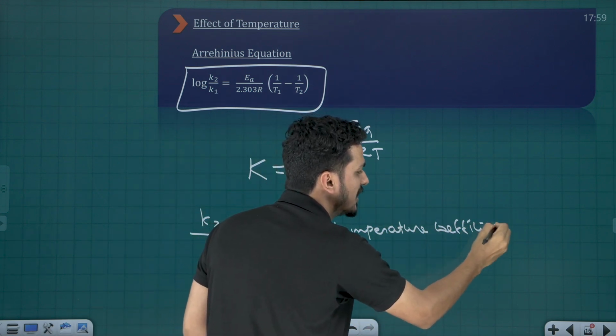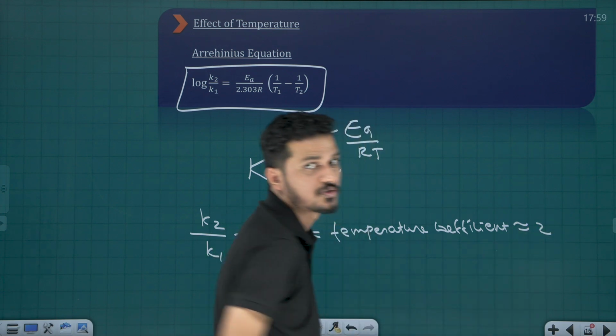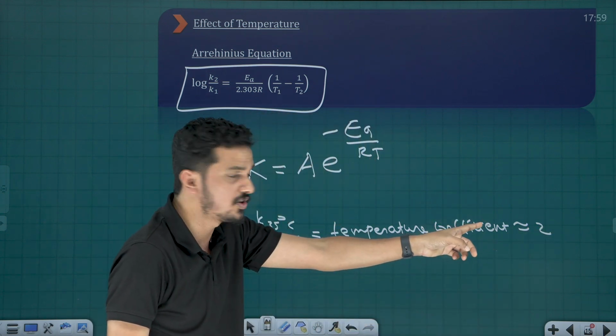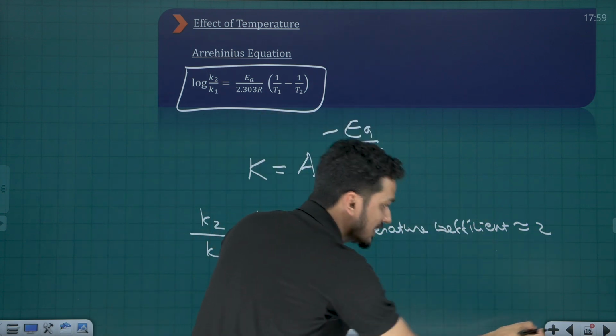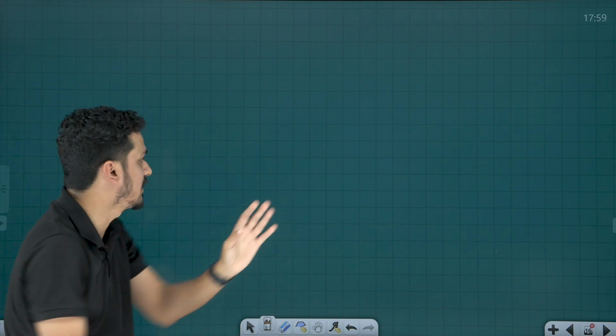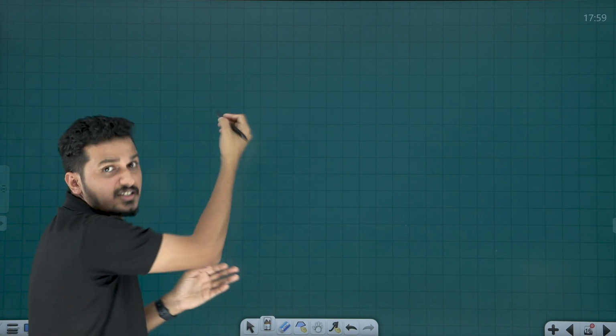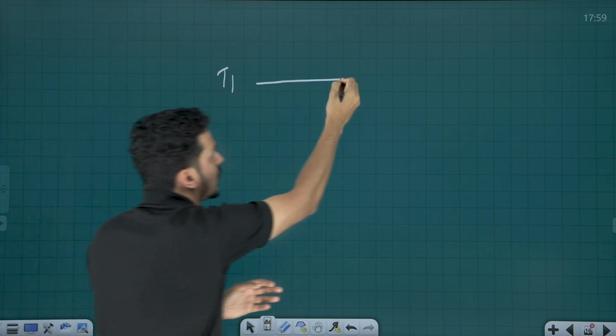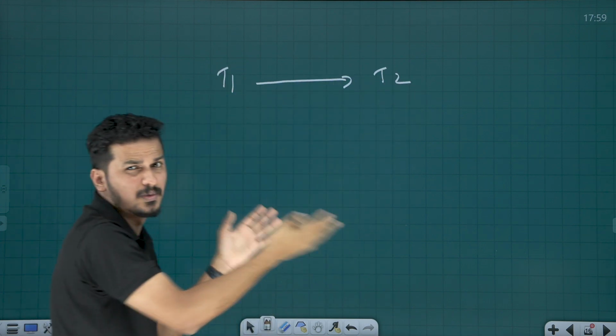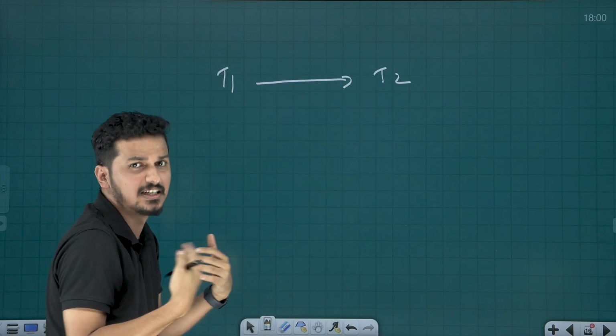Its value is normally approximately, we usually take it as 2. By using that also, some kind of question they are asking. They will give a temperature change. Suppose temperature is changing from T1 to T2, okay, 10 degrees to 50 degrees. Like that they will give.